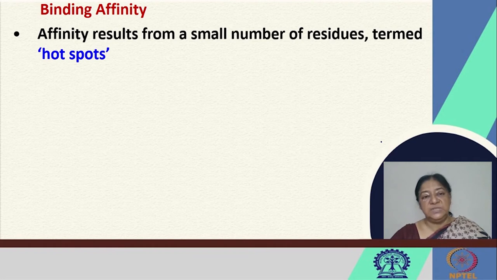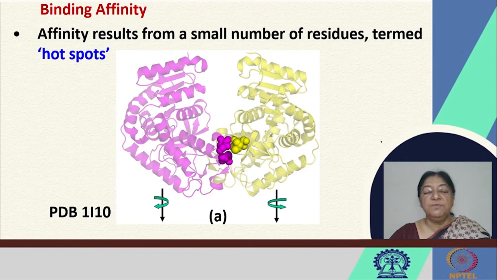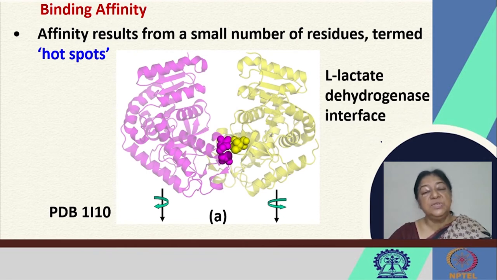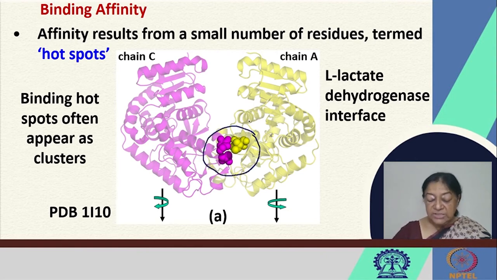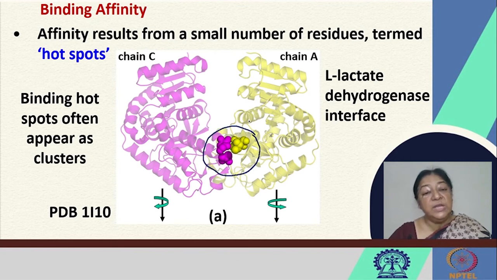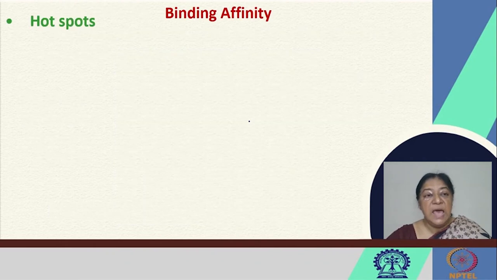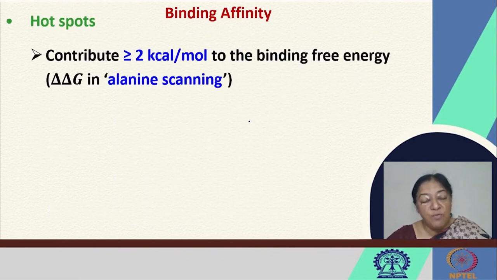So the affinity that we see results from a small number of residues that are confined on the surface that are termed hotspots. These hotspots are involved in the specific interaction that is going to result in the interface residues interacting with each other to form the protein-protein complex. So the binding hotspot that we see in this particular example, where we have the lactate dehydrogenase interface, indicates that in chain A and chain C, there are specific binding hotspots that actually appear as clusters on the surface. And these hotspots contribute to the overall delta-delta G of the binding free energy.